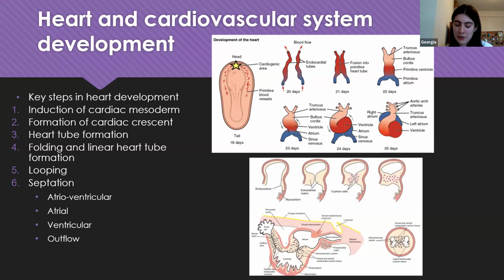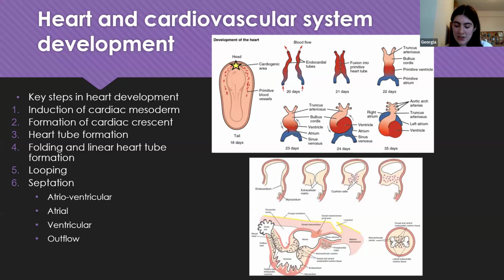The next step is something called looping, and this moves the presumptive chambers of the heart to the correct spatial regions, because up until now, the atria have been lying inferiorly to the ventricles, which is not how they sit in the developed human. So the primitive atria in looping move superiorly and dorsally, and the primitive ventricles move inferiorly and ventrally. At this point, the left-right asymmetry is also quite clear and apparent because the majority of structures of the heart are lying on the left-hand side of the body.